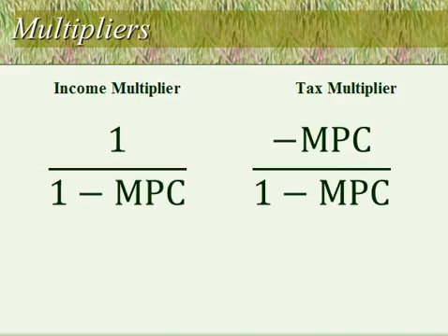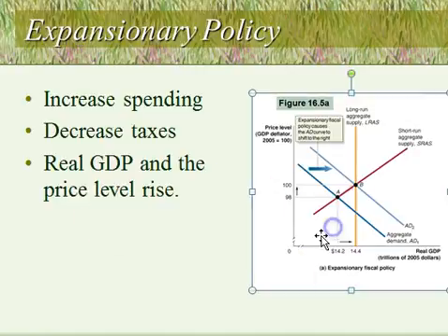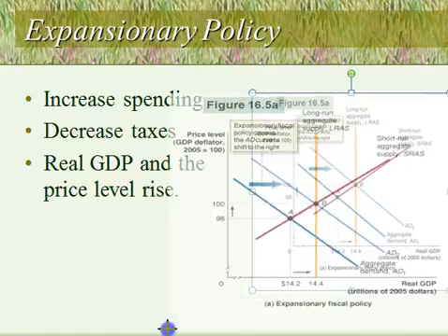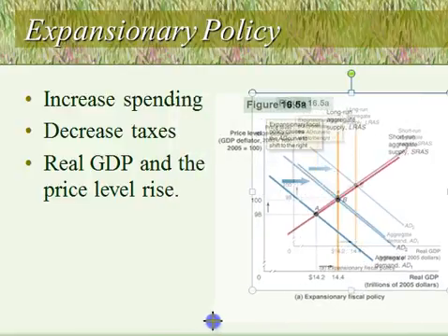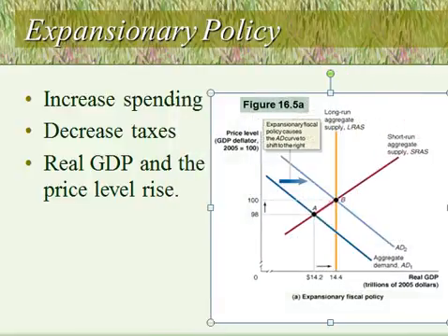So first of all, recall our multipliers. The income multiplier having the equation 1 over 1 minus marginal propensity to consume, and the tax multiplier being negative marginal propensity to consume over 1 minus marginal propensity to consume. And what we're going to do is look at a recessionary gap and an inflationary gap, but in terms of our aggregate demand, aggregate supply, as opposed to the aggregate expenditure.